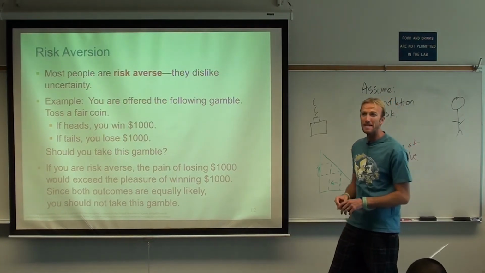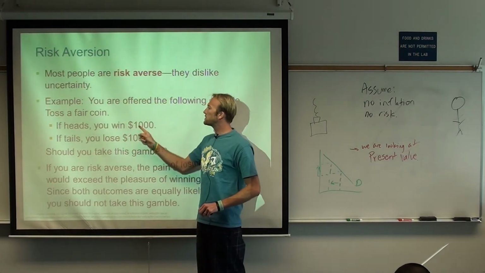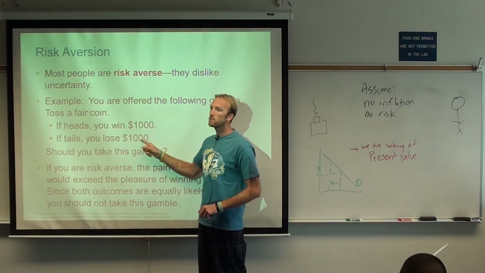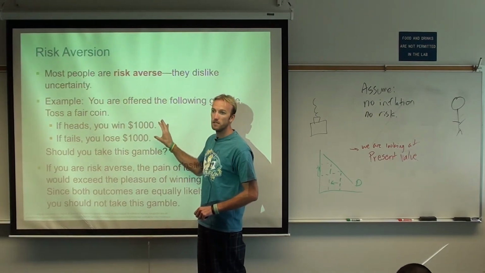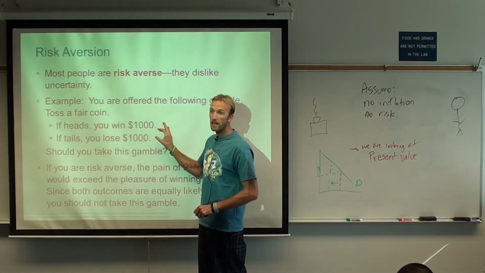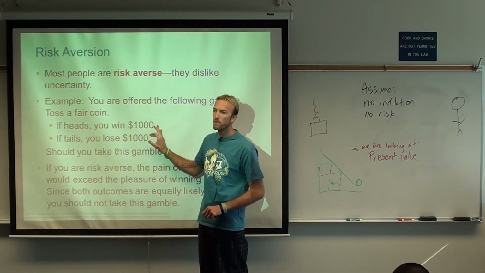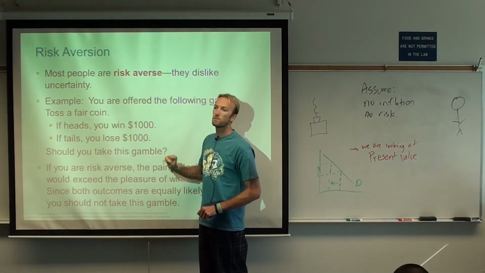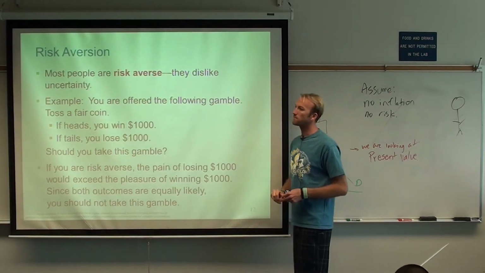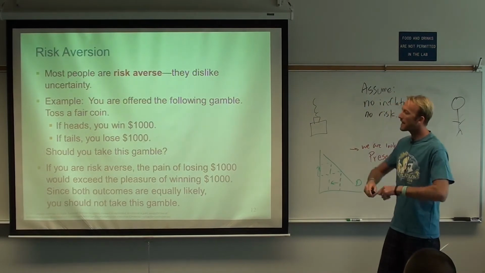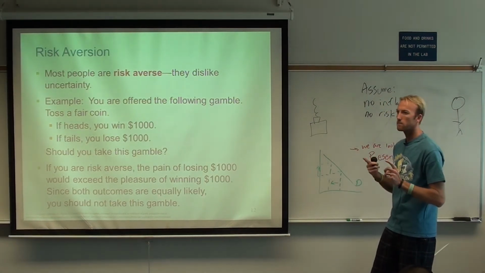And even if I made it even a little bit sweeter, like if heads you win $2,000, if tails you lose $500, where that's actually pretty good because on average you're expecting to win like $1,250 or something like that, right? Most people probably wouldn't take it. It's just because this negative thing is really big, right? The pain from losing $1,000 is worse than the happiness from winning $1,000.